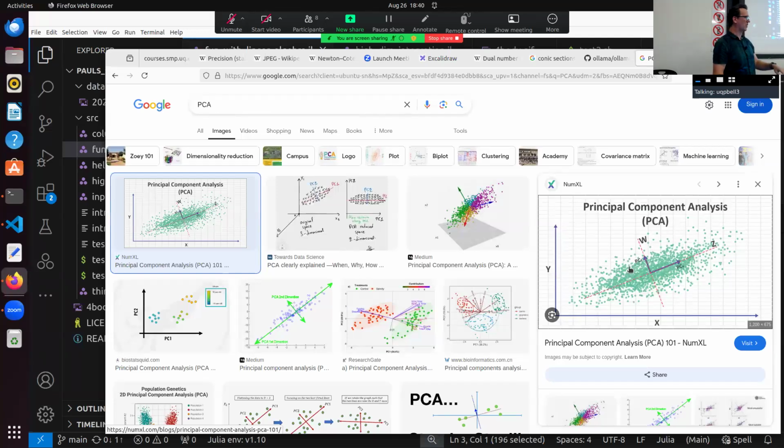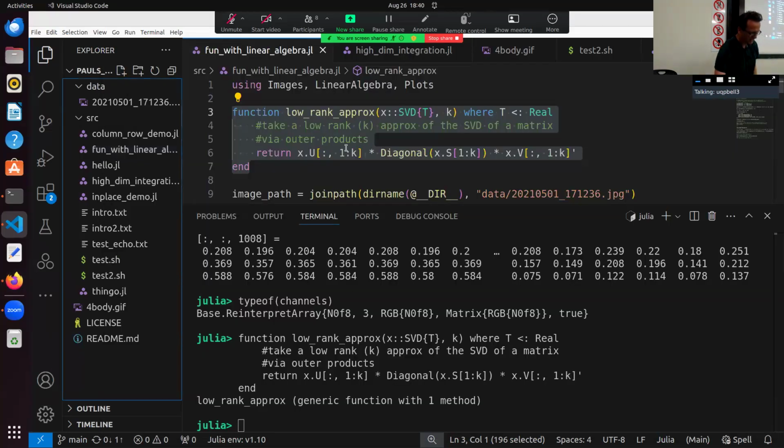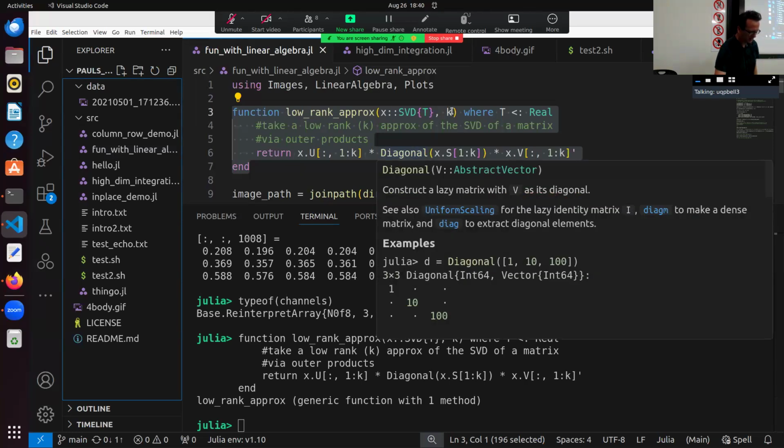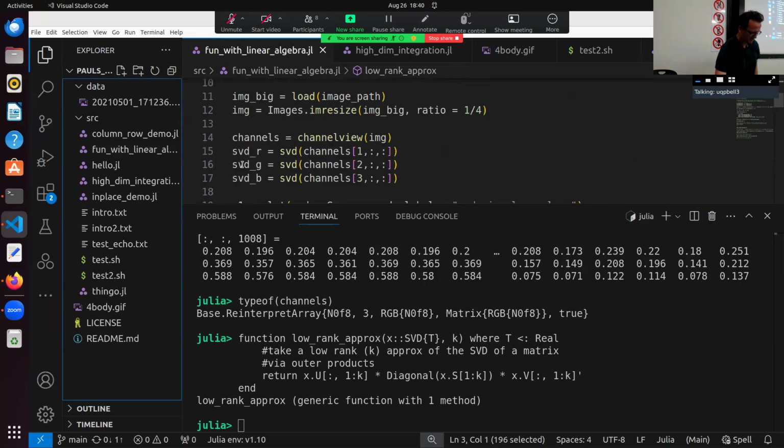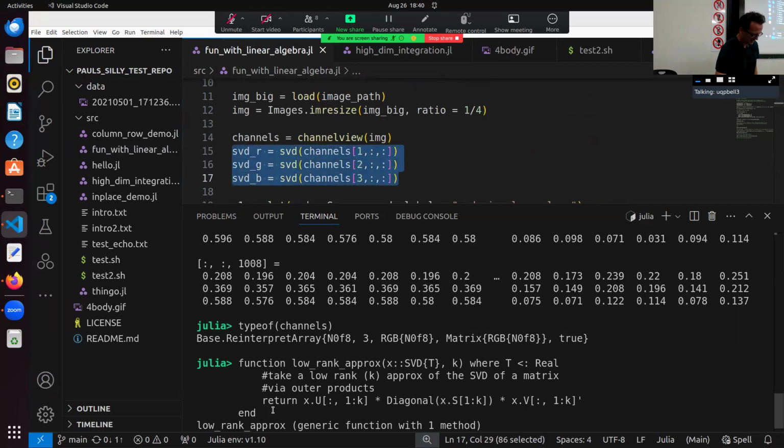There are lots of different ways you can actually solve for this. SVD is one way to solve for this rotation that rotates the data so that the information is aligned with one axis. So what I'm doing here is something funny: when you do an SVD, let's just do it. I'm splitting out each of these color channels.